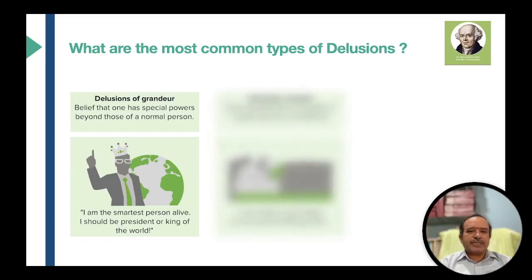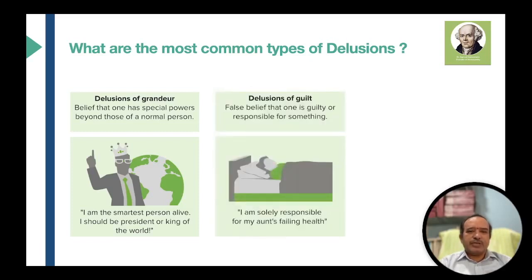Okay, so the next type of delusions is delusions of guilt. Delusions of guilt, these people think as if they are responsible. Okay, in guilt there is a false belief that one is guilty or responsible for something.